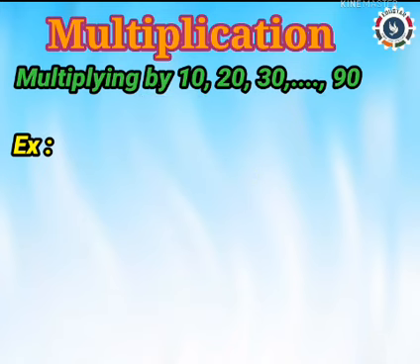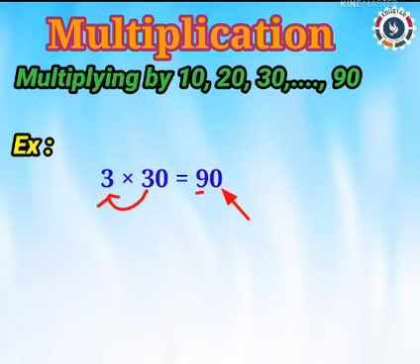If we multiply a number by 20, 30 up to 90, then what do we do? For example, 3 into 30, we get 90. We multiply the numbers first, that is 3 3s are 9. Now put this 0 to the right side of this product 9. So we get the answer as 90.